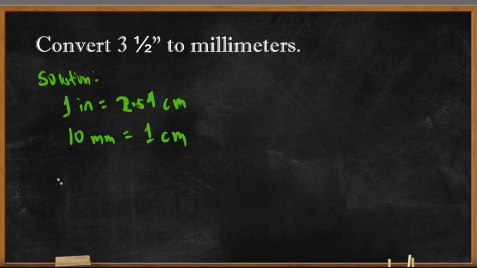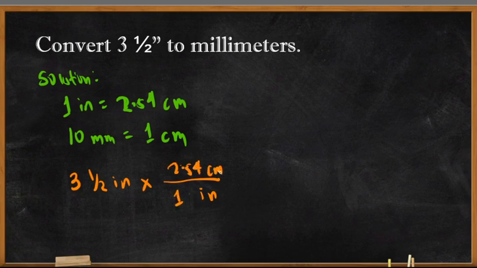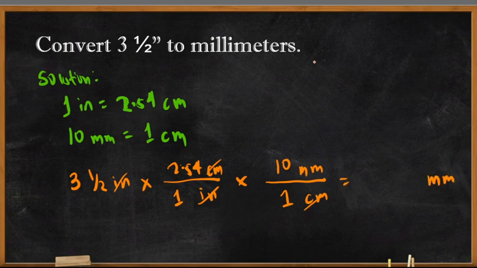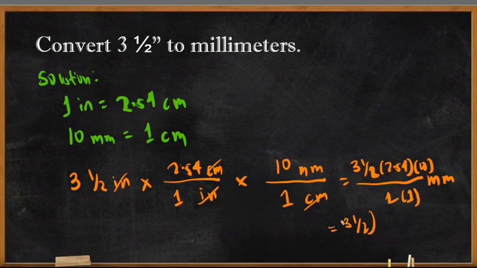Okay, so let's just copy the given, 3.5 inches. Times, so we need to put the inches below, so that will be equal to 1. The remaining weight will be 2.54 centimeter. So we'll be canceling out the inches, then times centimeter below, so that we could cancel out. From this relationship, we have 1 centimeter, then the above will be 10 millimeter. So we will be left with millimeter as our unit, because we are required to convert to millimeter. So we now have 3.5, no more inch because we already canceled the inch, times 2.54 times 10 all over 1 times 1. Because 1 times 1 below will just be equal to 1, no need to input that one in the calculator.